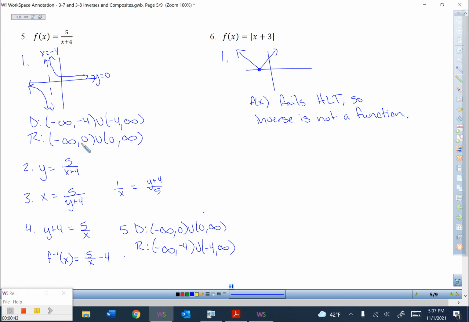Okay, remember, if you don't know what the graph looks like, you can type it in. Be careful with these: anything where you've got 2 things in a fraction needs to be in parentheses when you type them in, and that'll show you the -4 is really to the left. On number 6, you didn't have to work too hard because our absolute value looks like a V. Similar to a parabola, it does not pass the HLT. So the inverse is not a function, and you just have to say so.